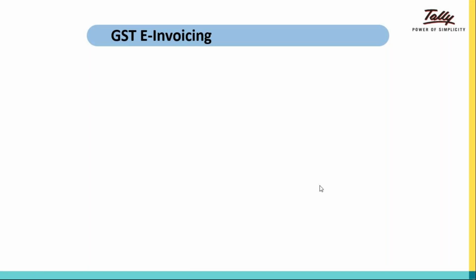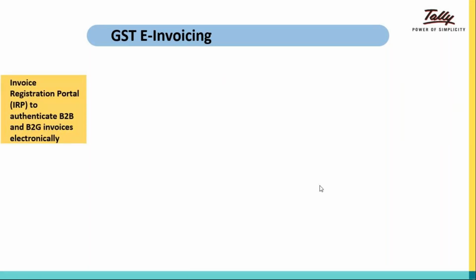So now let us understand this in detail. Here it says invoice registration portal. So you have a portal in the name of invoice registration portal, wherein you need to authenticate your B2B and B2G. Okay, so can anyone tell me what do you mean by this B2B and B2G?